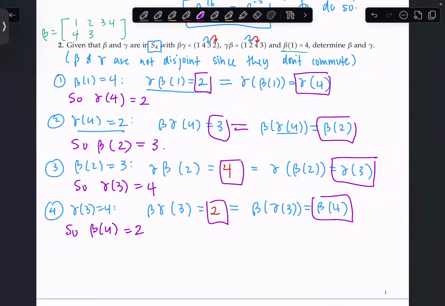Okay, do I know what my beta is now? Do I have enough information? Yep, so I know my 4 goes to 2. That was this last piece we found. And because this has to be a bijection, every number in the second row has to show up exactly once. The only thing that's missing is my 1. So I've completely determined what my beta is.